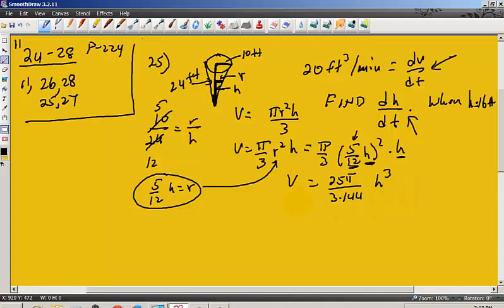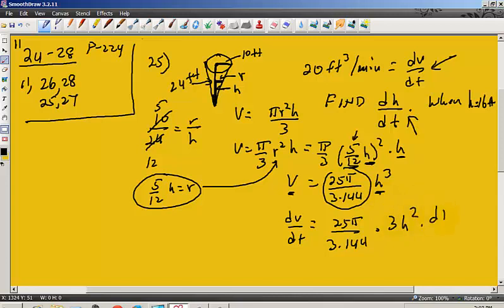When I take the derivative of the left-hand side, I'm going to get dV/dt. When I take the derivative of the right-hand side, please don't use the product rule here. This is just a coefficient, just a number. So you're going to get 25 pi over 3 times 144. Then when I take the derivative of h cubed, I have to use the chain rule, which is 3h squared times dh/dt. See, the 3's reduce off. That's why I did that.